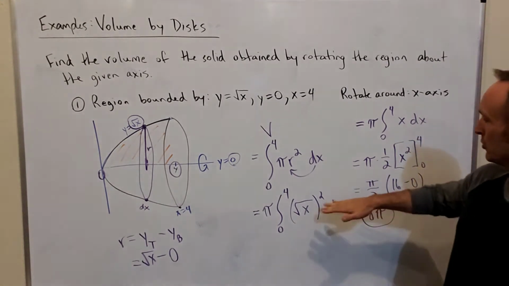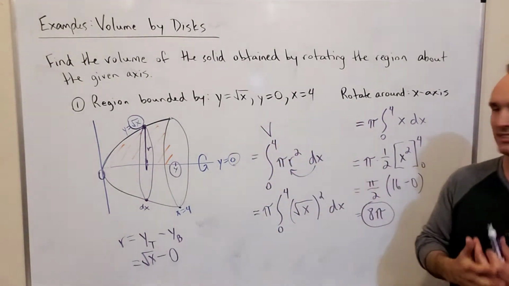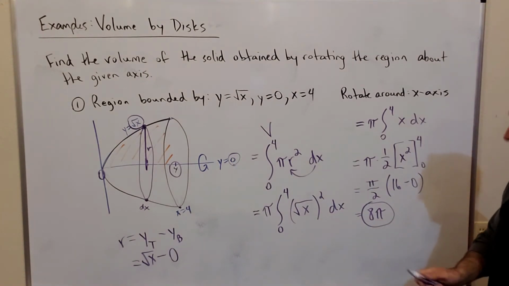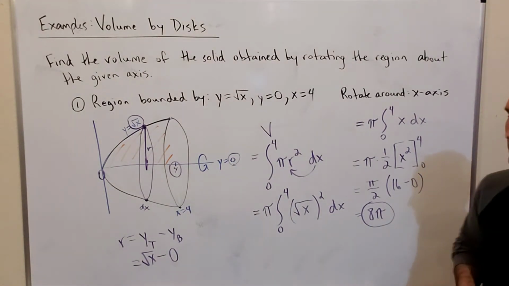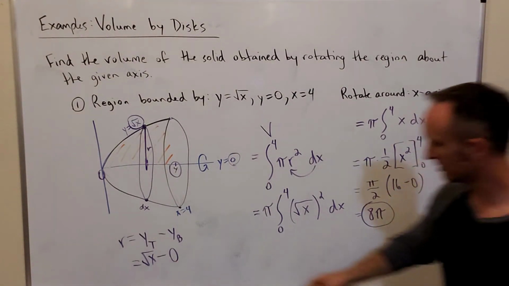Okay, so when we evaluate the integral, we can see that the volume of that bullet-looking shape happens to be 8 pi once we evaluate the integral. Okay, let's move on to another example where we rotate around the y-axis.